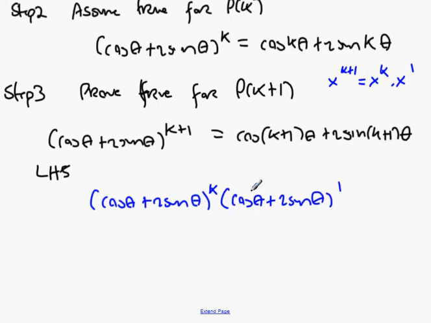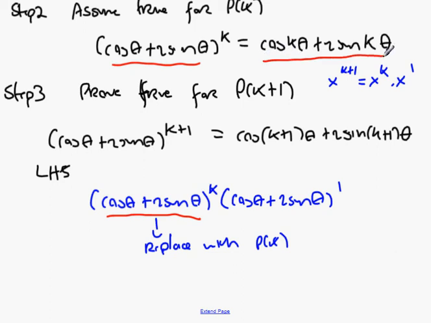Now, what we're going to do next is replace this with P(k). This part here is the same as this one here, and this one here is the same as this one here. So we're going to have (cos k theta + i sin k theta)(cos theta + i sin theta).